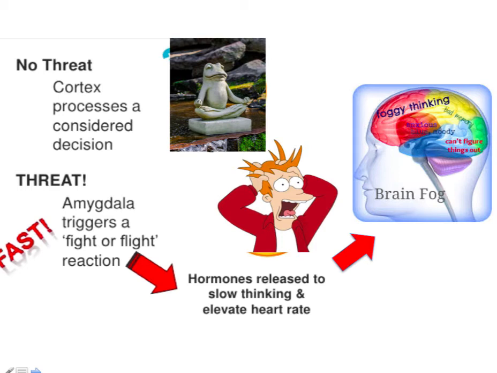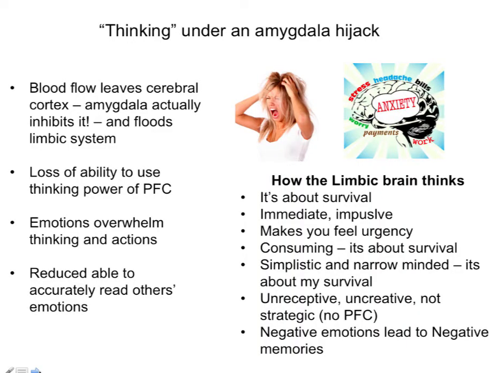So we're going to go back to this idea that when we're not under threat, we can make considered decisions and we can process things in a fairly sophisticated way. But if our amygdala system sentry picks up a threat, we start to not be able to think clearly. We are able to think quickly and urgently and move fast, but we're not able to think in complex ways. So what's happening? The blood flow is leaving the cerebral cortex, the prefrontal lobes part of our brain. It's actually being inhibited by the amygdala so that all the blood flow, because it can't go everywhere, is going into survival mechanisms, right? So we lose the ability to use the thinking power of our prefrontal lobes, which are right behind the forehead. The emotions overwhelm thinking, and we have a reduced ability to accurately read other people's emotions, as well as a reduced ability to come up with creative ideas for our survival.